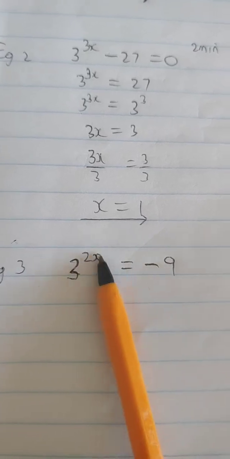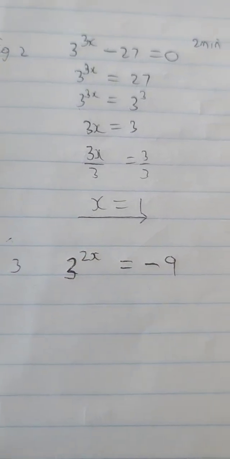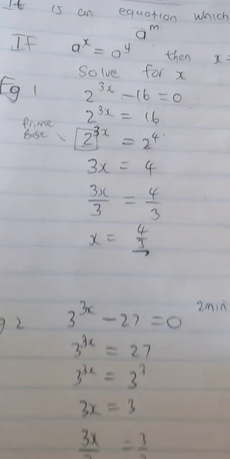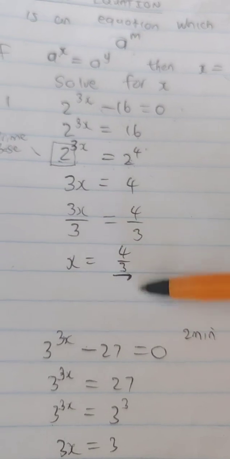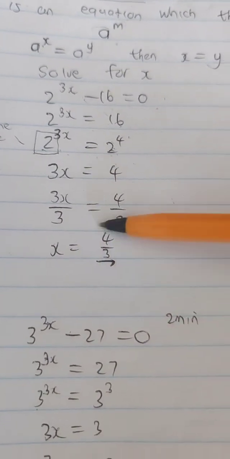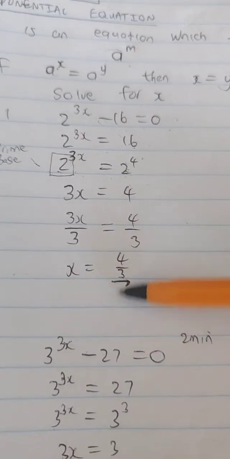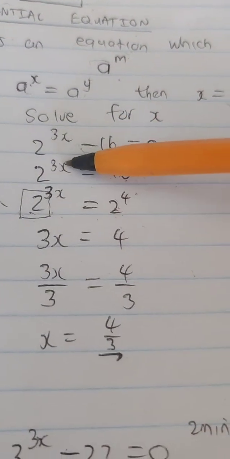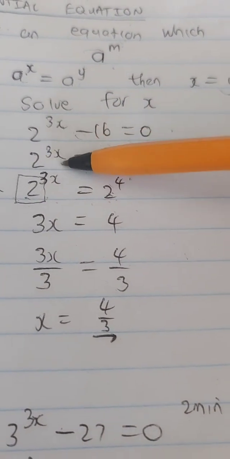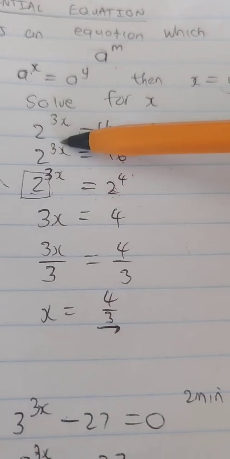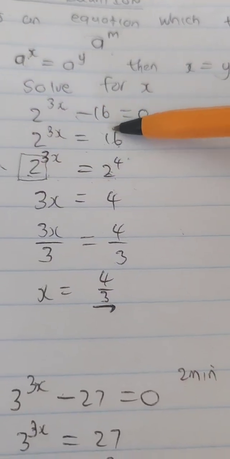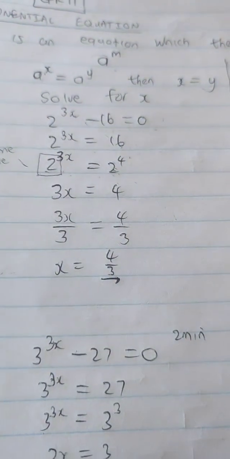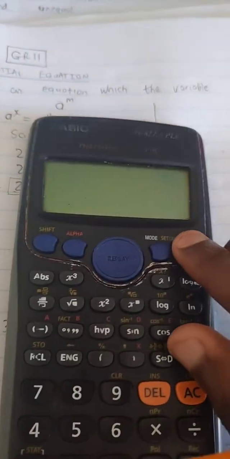So let's look at this, guys. 3 to the power 2x is equal to negative 9. Guys, let's be realistic. Let's go back a little bit. If we look at this x, that is 4 over 3, right? If you take this 4 over 3 and substitute it here in the place of x, the substitution does lead to the answer, positive 16. Let me just show you.